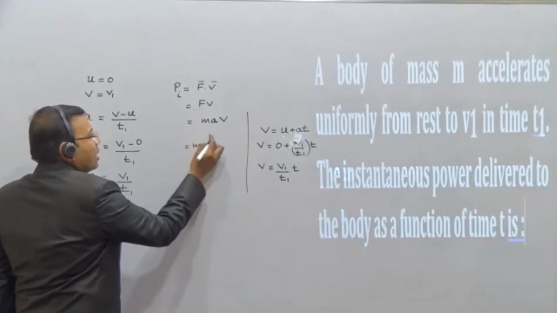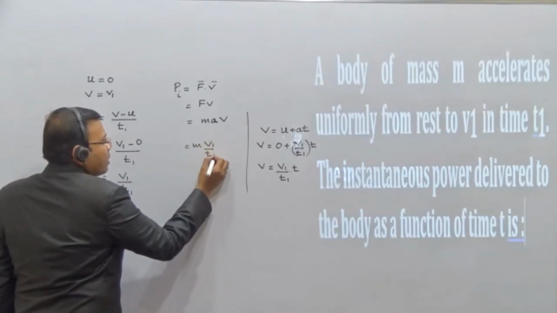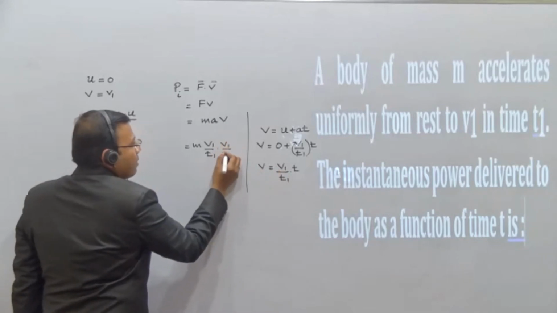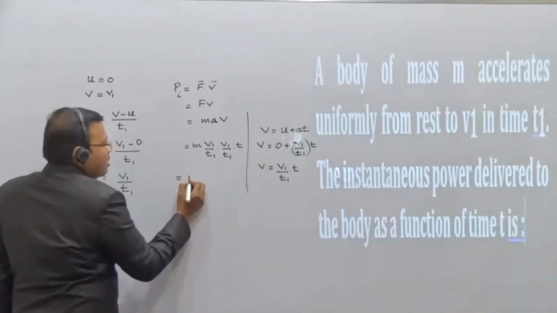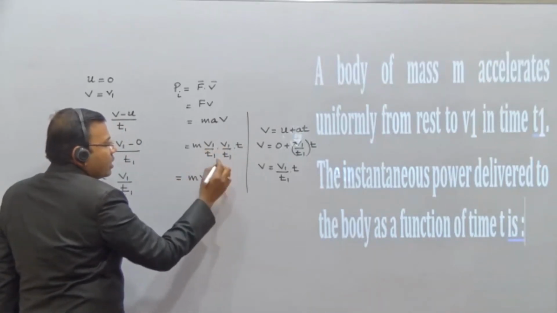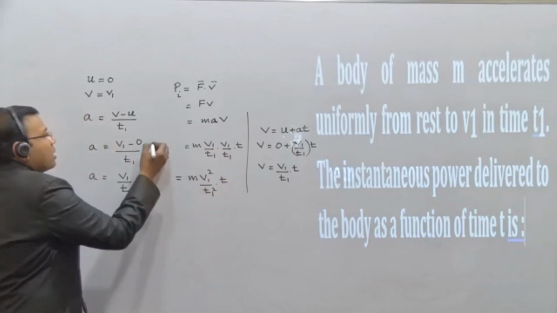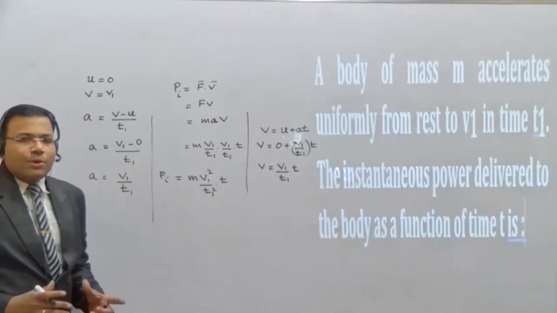Mass is m only. Acceleration is v1 by t1, and velocity is v1 by t1 into t. Now just multiply: m, v1 into v1 is v1 square, by t1 into t1 is t1 square, into t. So this is your instantaneous power. I hope you have understood.